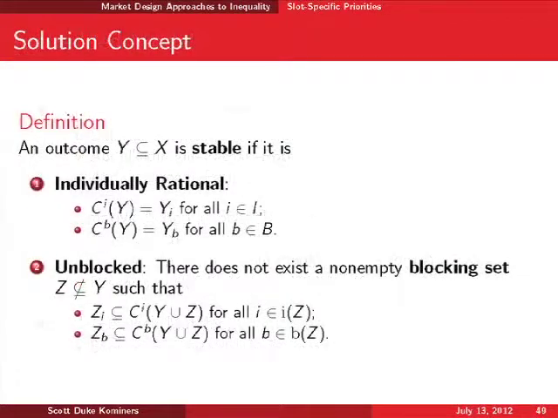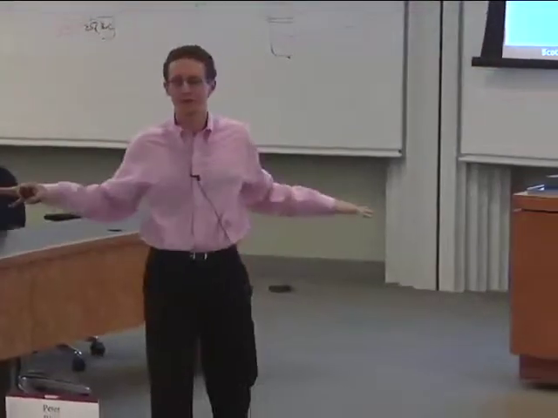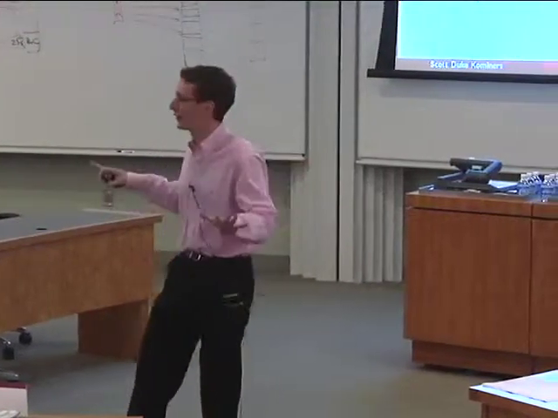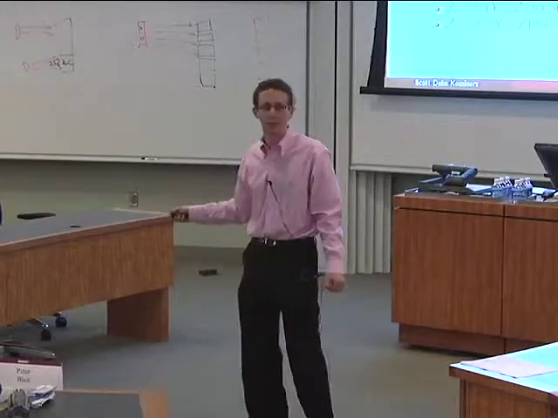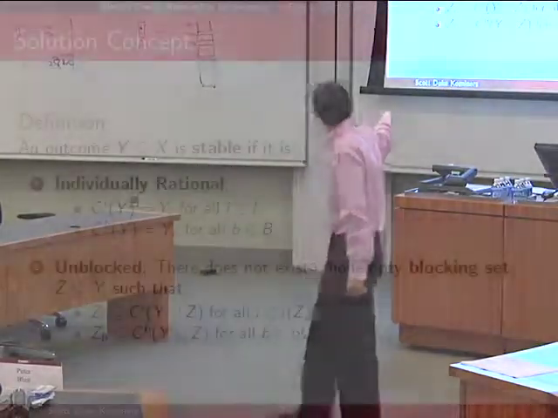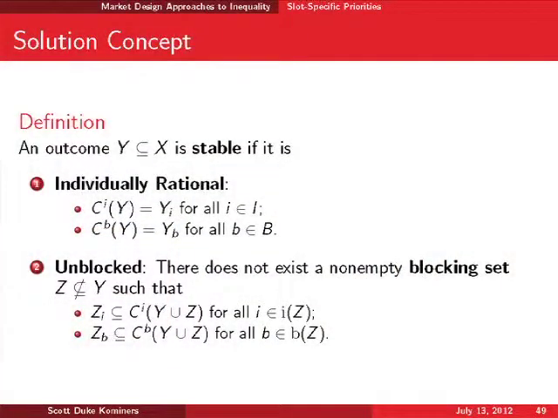Stability, last stability definition for the day. The reason this is going on the board is because this is how people write stability in current papers in this literature, like most of market design matching. People write it like this rather than in the forms you've been seeing it before. So individual rationality just means you choose what you're assigned. So y sub I, your assignment. Similarly, the branch chooses what it's assigned.